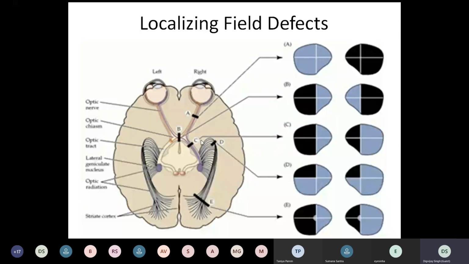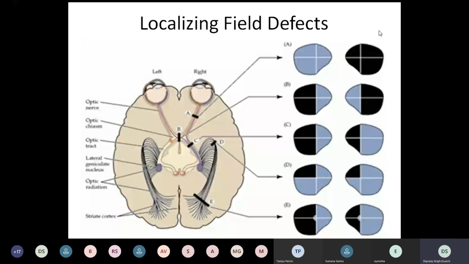So based on where the field defect is, you can see where the location of the lesion is, and vice versa. If you know the field defect, then you know where the location is. For example, if I look at the second defect here, I can see that there is a loss in both the temporal fields. So I know this is at the chiasma. Similarly, if I get a homonymous or a similar looking field defect, so there's a loss on the same side of the vertical meridian, then I am looking far back near the occipital lobe or the optic radiations. So that's how you localize the field defects.